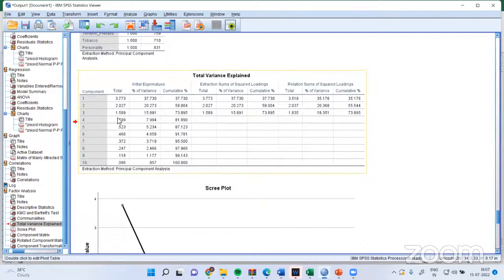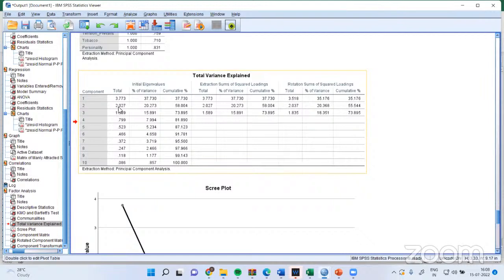Any eigenvalue which crosses more than 1 means that these factors are having a group, they are sharing some common variances, and therefore the factorization is meaningful. Now, overall, the explanatory power of this factor is 73% cumulative. How is it calculated? Very, very simple.